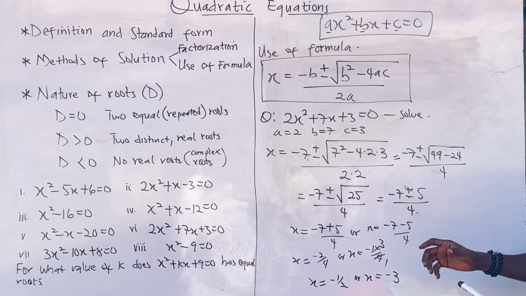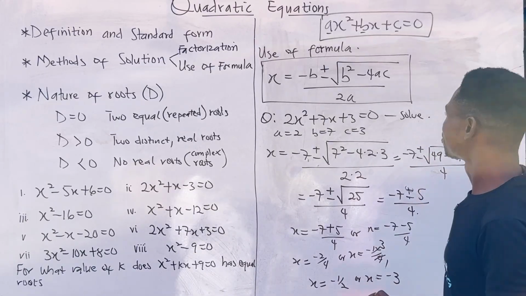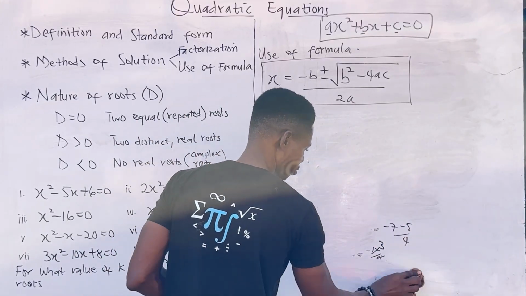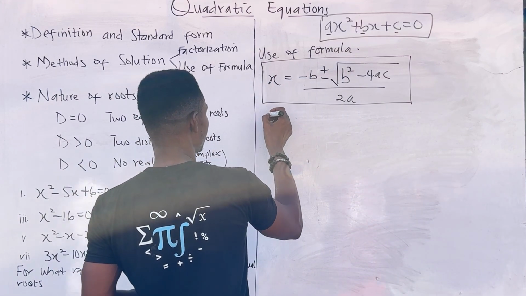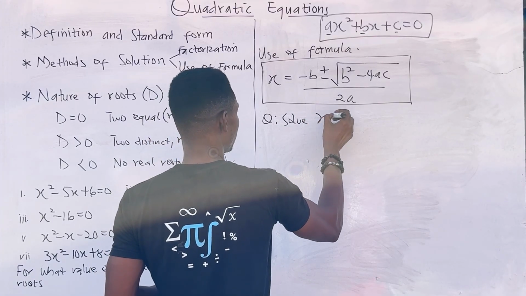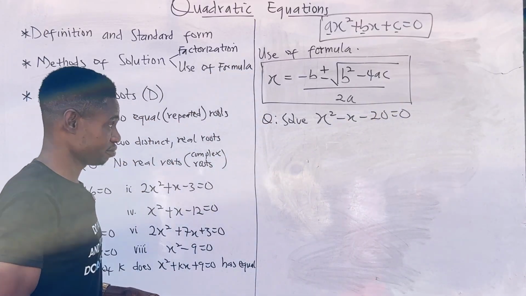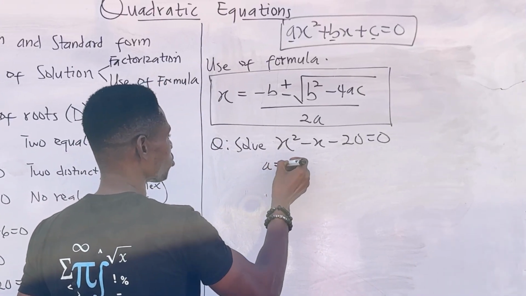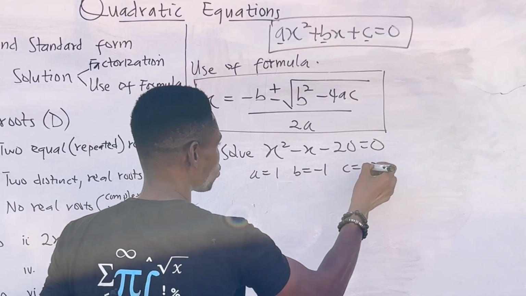Okay, so let's do one more example using this formula, and then we understand both methods. Okay, let me leave the formula and just get the question. Okay, so let's solve this. Another question. Solve x squared minus x minus 20 equal to 0. Okay, so to use the formula, it's straightforward. Our A is 1. Our B is minus 1. Our C is minus 20.